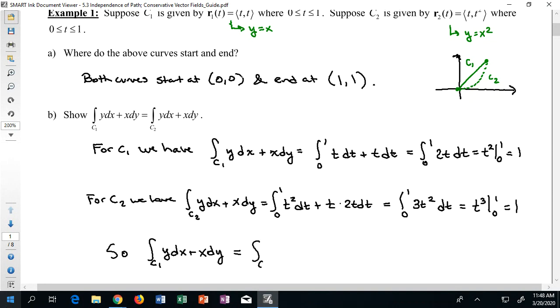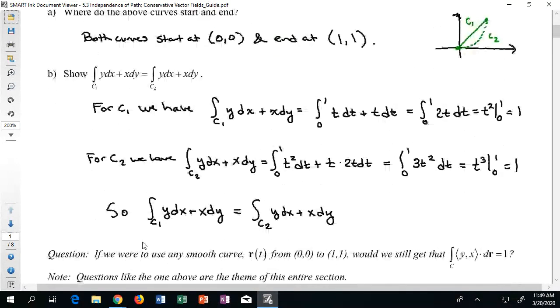Notice that these are like two work integrals that we talked about in the last section. And interestingly, even though I have a different path that's leading me from 0, 0 to 1, 1, I ultimately produced the same result. So the question that we would pose is, what if we were to take any smooth curve from 0, 0 to 1, 1? Would we have still gotten that when we would have taken y comma x dot dr, would that have still been 1? I mean, maybe, maybe not. I can imagine a lot of other curves that go from 0, 0 to 1, 1, maybe like x cubed. Would that have changed the answer?